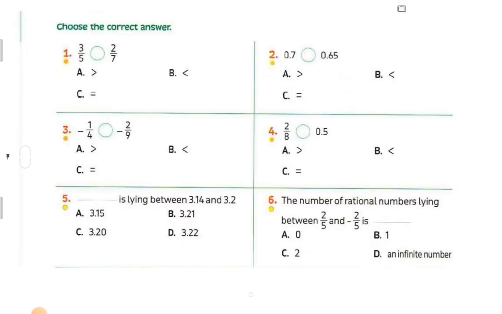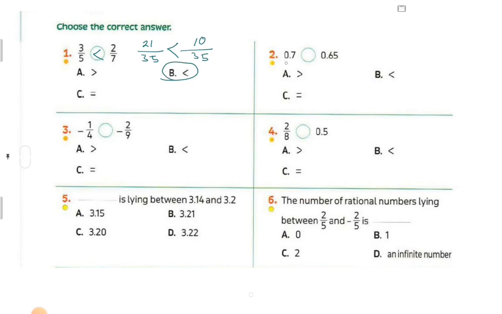Point 1, 3 over 5 and 2 over 7. I need to compare between them. Okay, to compare between them I need alike denominators. 5 and 7 are prime numbers, so 5 times 7 is 35. 35 and 35, right? Okay. 5 times 7, so 3 times 7 equals 21. 7 times 5, so 2 times 5 equals 10. Now I can find that 21 is greater than 10 in the numerator. So here choose this sign.